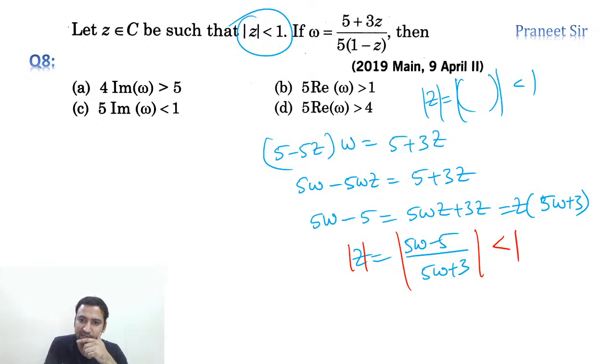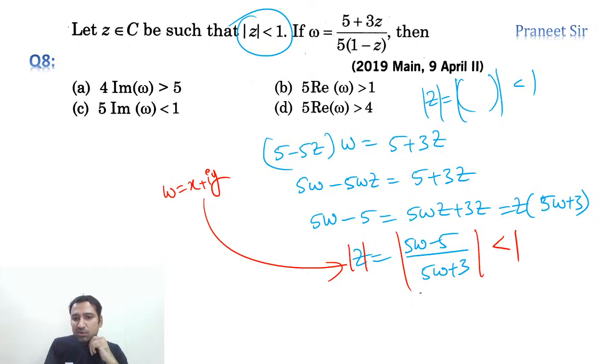Okay, right. So tell me guys, in place of omega, can I substitute x plus iy? Let's substitute x plus iy in place of omega. This is 5x minus 5 plus 5iy, modulus of this less than modulus of, I'm just cross multiplying this, guys, 5x plus 3 plus i into 5y. That's what we're getting. Now square it on both sides.